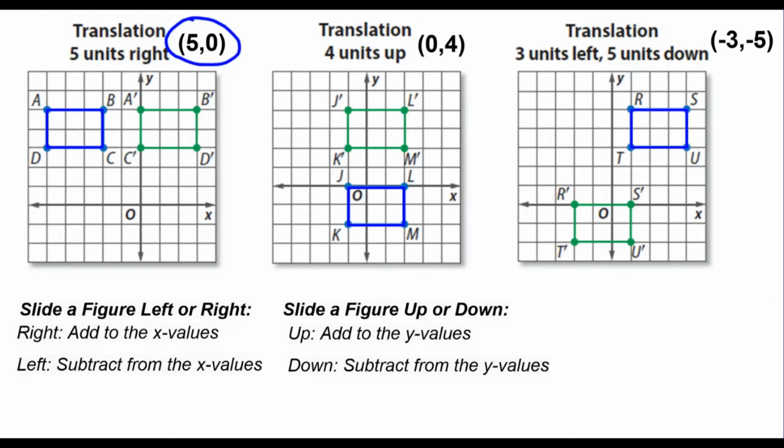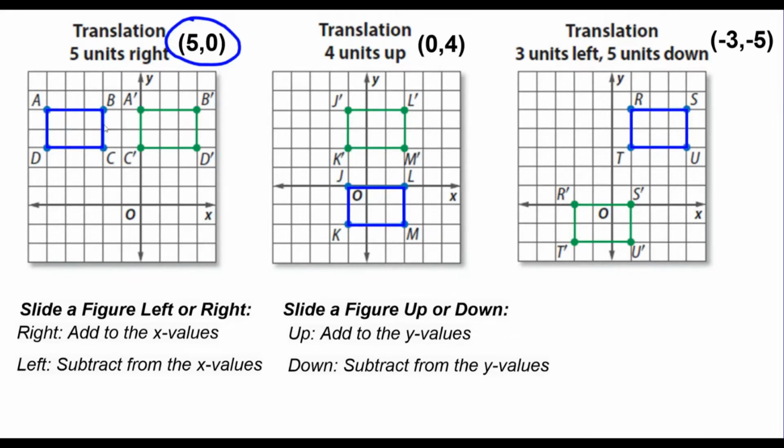What we're saying is we're going to perform this translation. We're going to move it 5 units to the right, which means the x values are going to increase by 5 and the y values aren't going to change at all. So the x values change by 5, the y values don't change at all. That's what that notation is. It's how we abbreviate a translation of 5 units right.